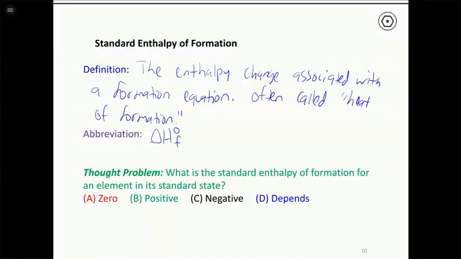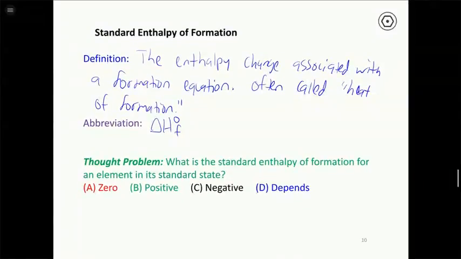All right? So there's about 118 delta H's of formation that you guys will have to know off the top of your head without us giving them to you. And those are going to be for the elements. So let's think about this for a second, thought problem. What is the standard enthalpy of formation for an element in its standard state? Is it going to be 0, positive, negative, or does that depend on the element? Heard a few people say it, I think. All right, you can say the letter or the word.